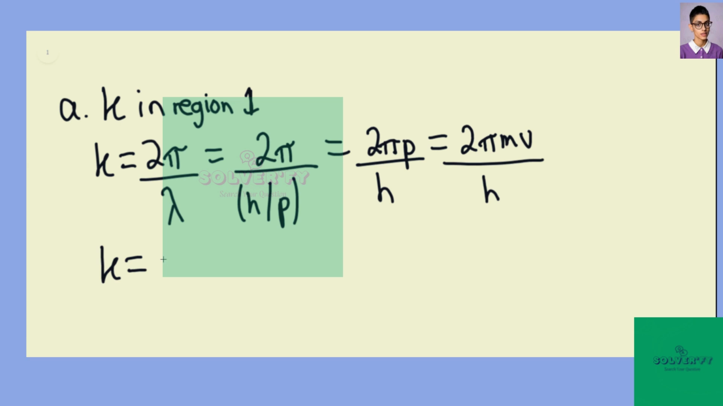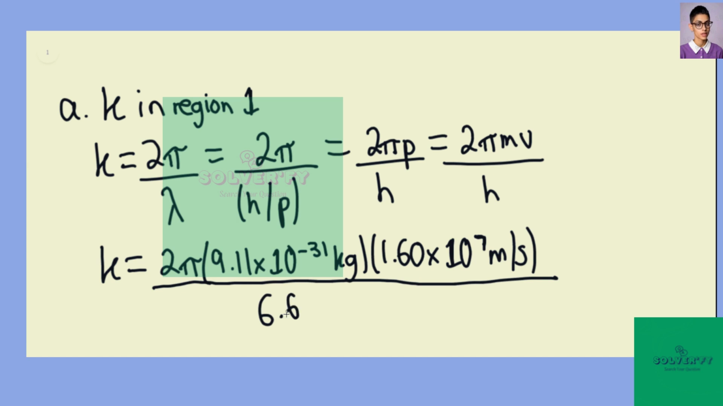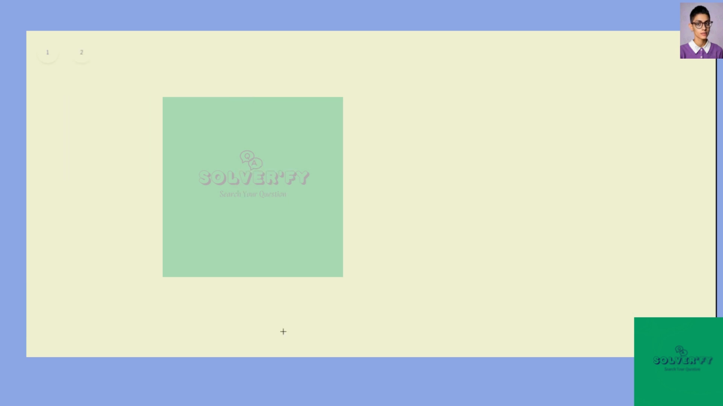now we can solve. So this would be 2 pi multiplied by the mass of the electron, 9.11 times 10 to the negative 31st kilograms, multiplied by the velocity of the electron, 1.60 times 10 to the 7th meters per second. And this would be all divided by Planck's constant, we know to be 6.626 times 10 to the negative 34th joule seconds, and we find the wave number to be 1.38 times 10 to the 11th per meter, or meter to the negative first. This would be the answer to part A.